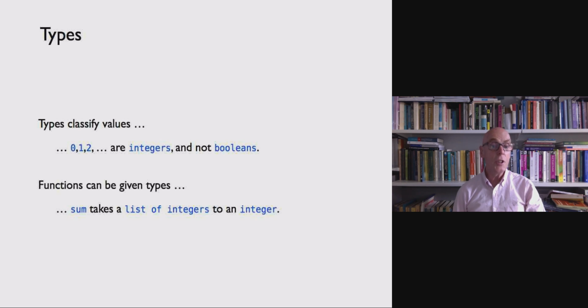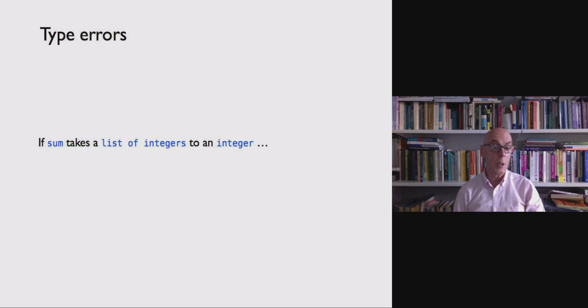And the functions that we write ourselves can themselves be given types. So we saw a few sessions ago that we can write a function sum that takes a list of integers and gives us back an integer. So types classify values, and the functions that we write can be thought of as transforming things of one type or a number of types to a given type.